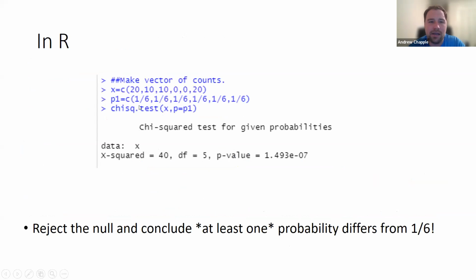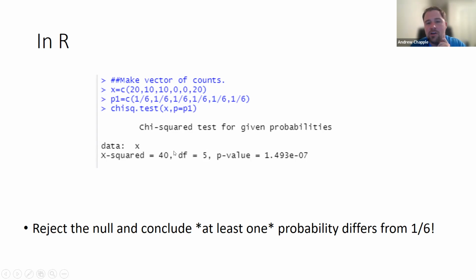So we'll show you how to do that. Here I'm defining a big vector x. X is equal to 20, 10, 10, 10, 0, 0, 20. That corresponds to the dice rolls that I saw. And p under the null is 1/6, 1/6, 1/6, 1/6, 1/6, 1/6. Now I'm going to do a chi-squared test. I'm going to plug in my x value, which is this vector, and I'm going to plug in my p value, which is this here.